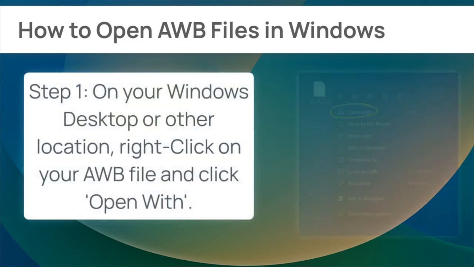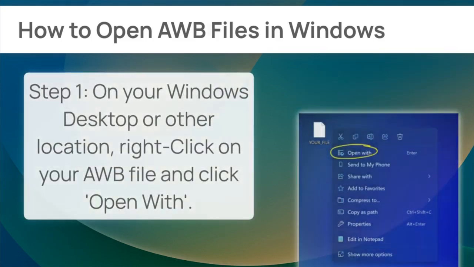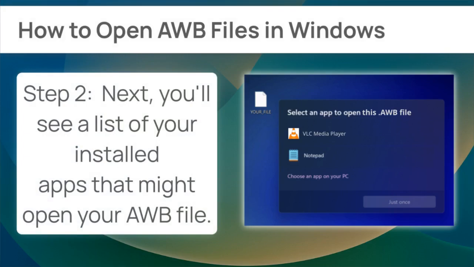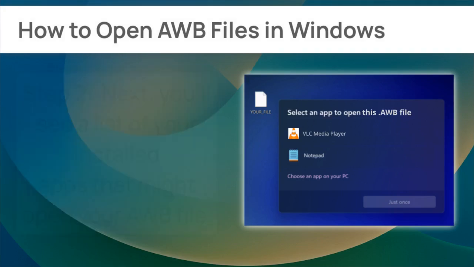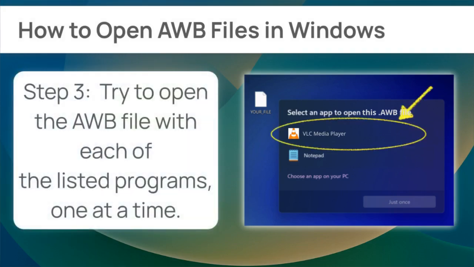Your key action: right-click the AWB file and choose Open With. Test VLC Media Player if it's an option. If not, select another application. Testing is the most reliable way to find the issue.